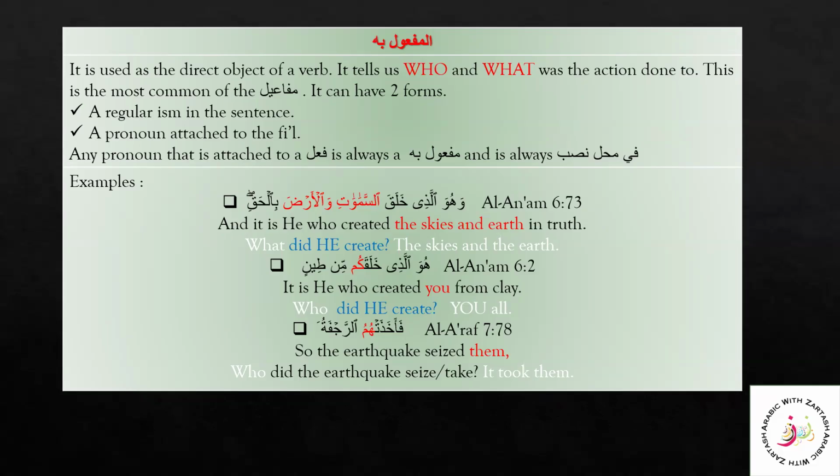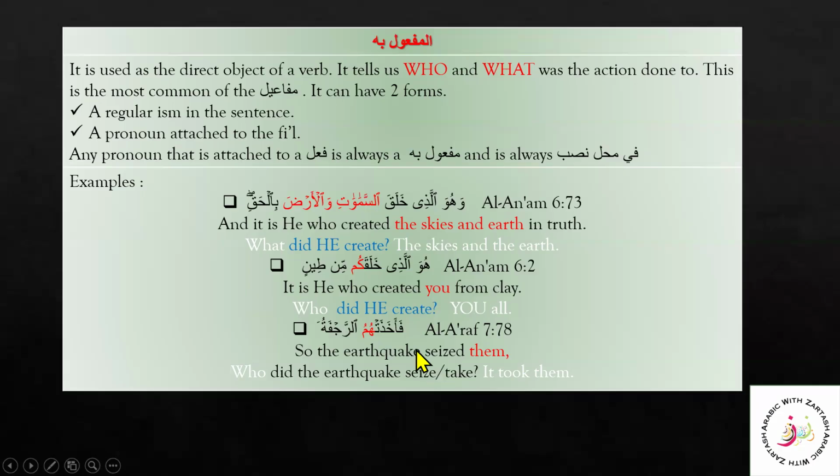Here are the examples for maf'ul bihi. We know that it is a regulation in the sentence and it is the direct object of our fi'l. Here you can see khalaqa as-samawati wal-arda bil-haqq. Any pronoun that is attached to a fi'l is always maf'ul bihi, and it is in the state of nasab, directly connected with the verb. So you can see خَلَقَ السَّمَاوَاتِ وَالْأَرْضَ, he who created the skies and the earth. Again, وَالَّذِي خَلَقَكُمْ, it is he who created you. So it is giving the answer for what he created and who he created.